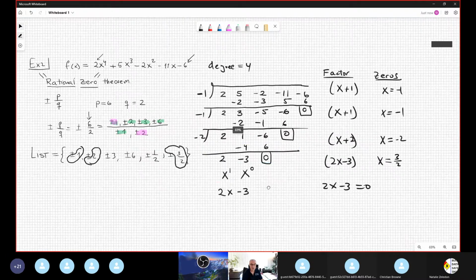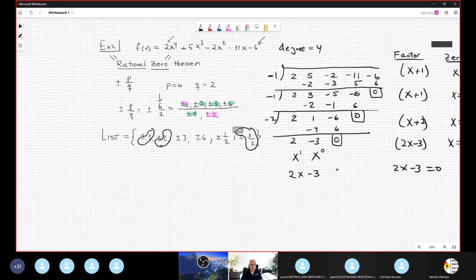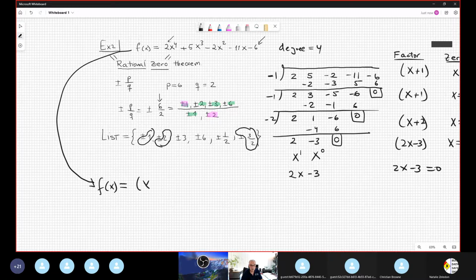What is the answer? Well, the answer is the factorization. This polynomial function is x plus 1 squared, this and this, x plus 2 one time, that's linear, and 2x minus 3. Done. It's a factorization.